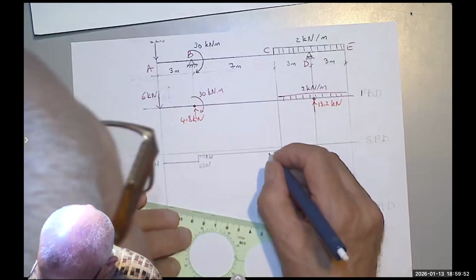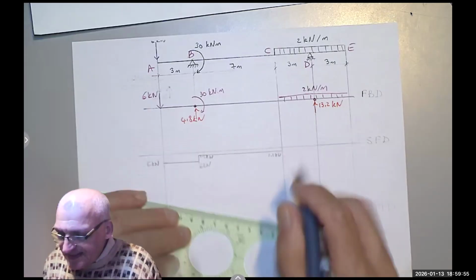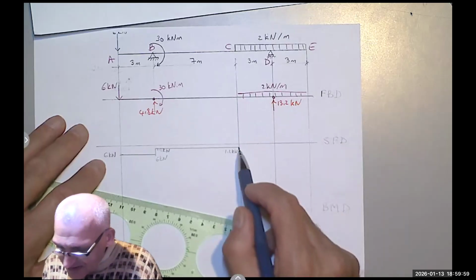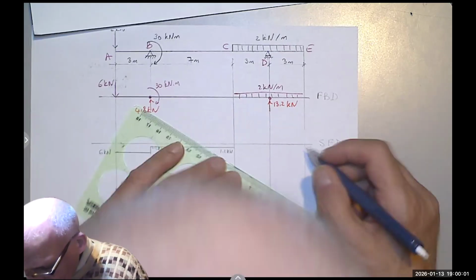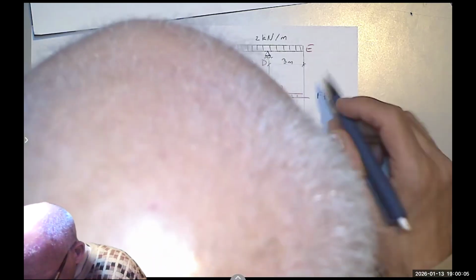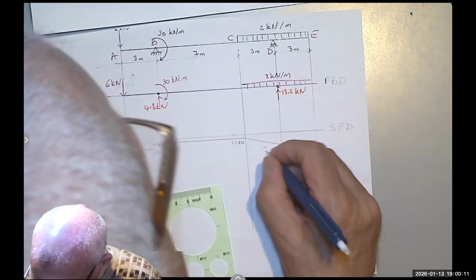So this is 1.2 kilonewton. Then it will go down. Notice 2 times 3 is 6. So it goes down 6 to this point. It goes down 6 and 1.2. That would be 7.2. Somewhere here, I get down to 7.2.